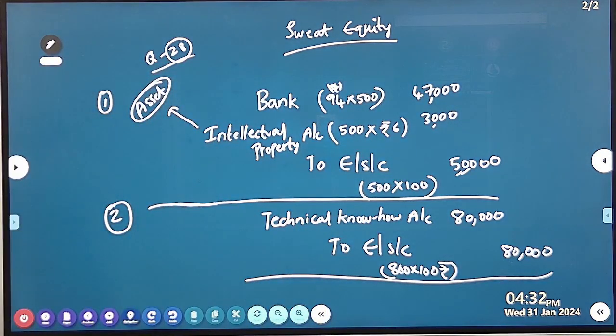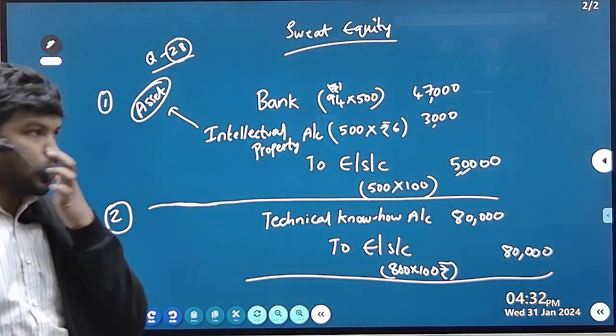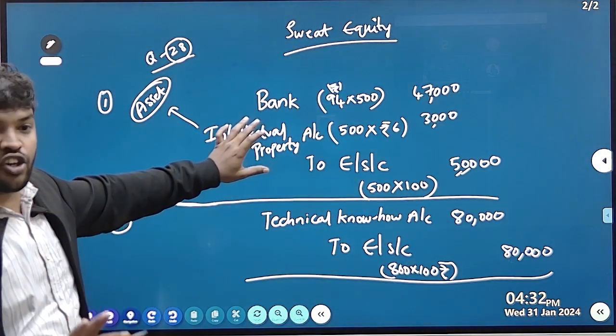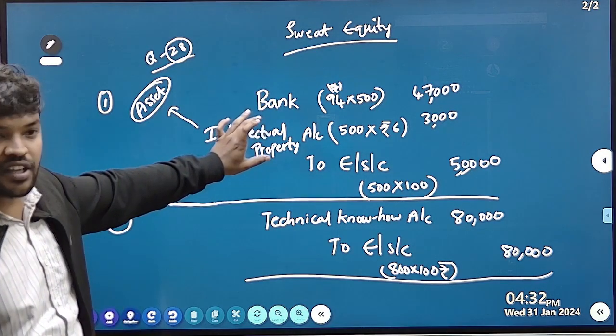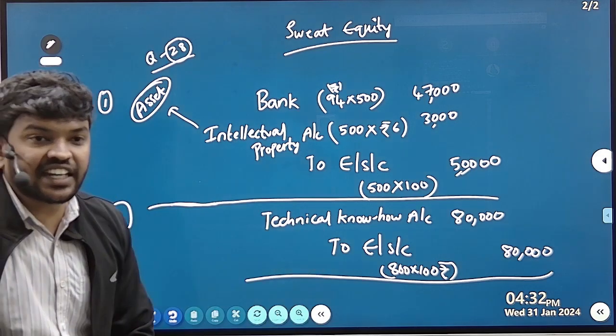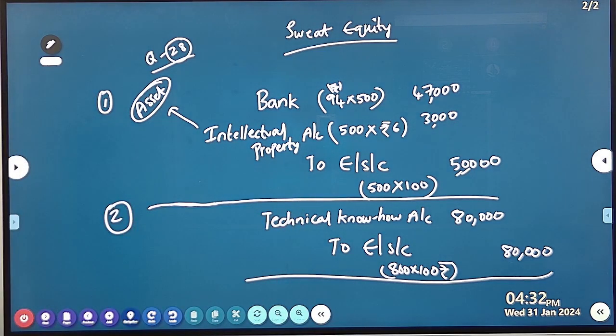In case of sweat equity shares, you have to debit these accounts. Remember. Intellectual property account, because they did not specify anything, so I am debiting this account. But in the second part, they have specifically mentioned technical know-how. So that's why I am debiting technical know-how account, debit to equity share capital account. Understood?